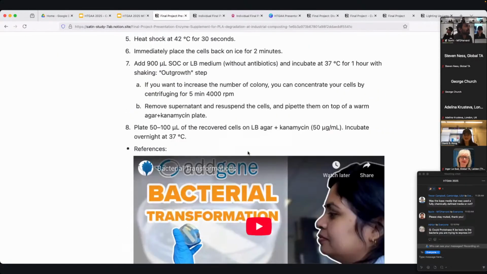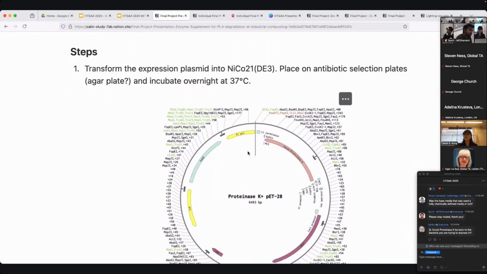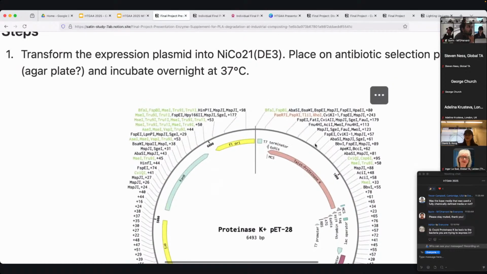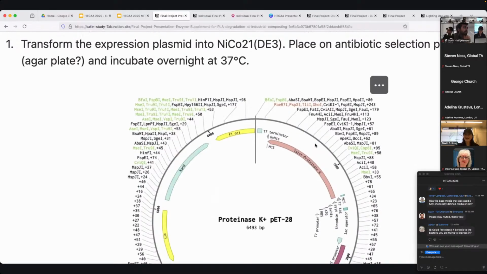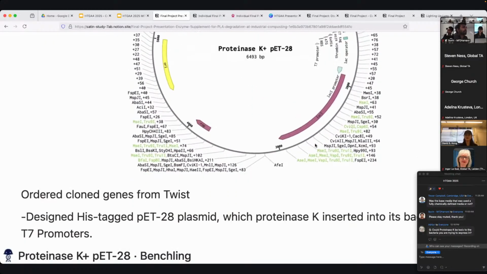Initially I was going to use a different plasmid, but there was a problem with ordering it from Twist. They didn't support that plasmid, so I ended up using pET28, and we put this proteinase K into the backbone under the T7 promoter using enzyme digestion or something. Yeah. And it's tagged to do the purification.